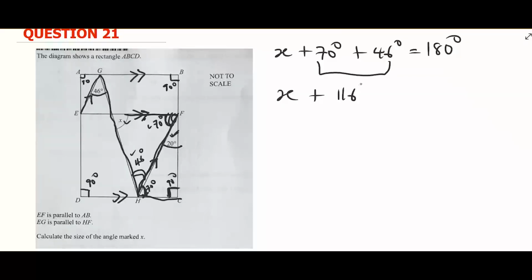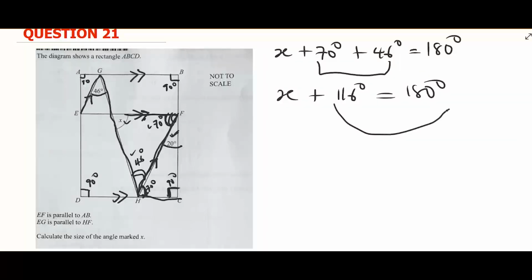180 degrees. So I'll say x plus 70 degrees plus 46 degrees equals 180 degrees. That is the sum of angles in a triangle. So these two will surely add up to 116. If you do that, x plus 116 degrees equals 180 degrees.